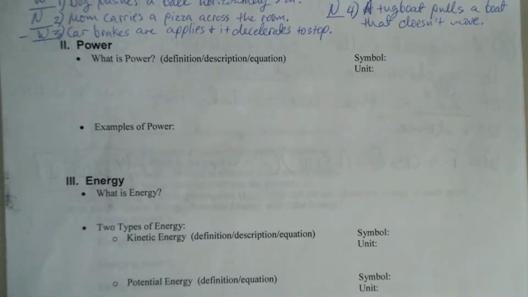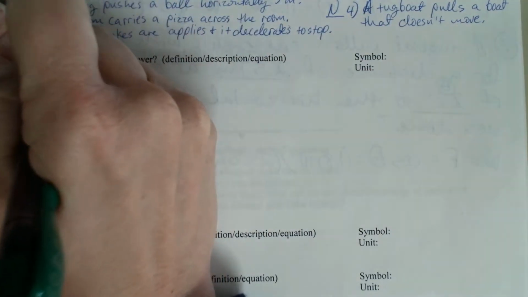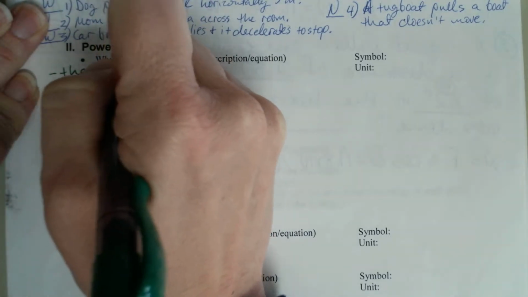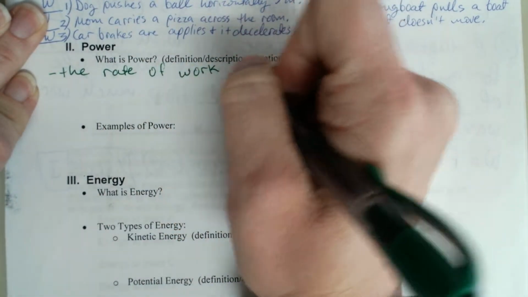Okay, so today we're going to talk about power. Power is an extension of work. So let's get right down to the definition. It's the rate of work done. So what is power? It is the rate of work done.